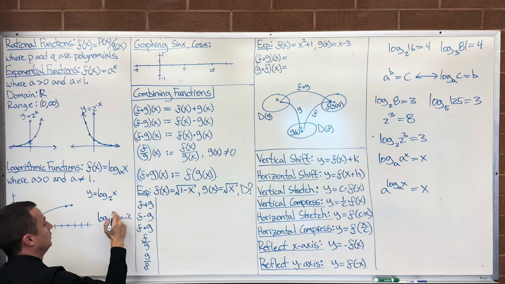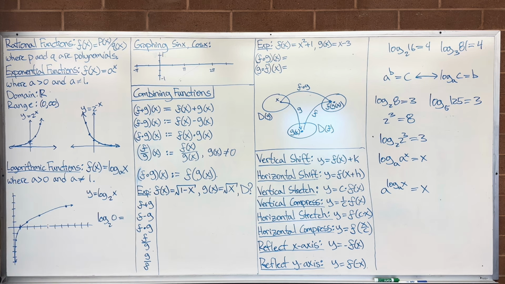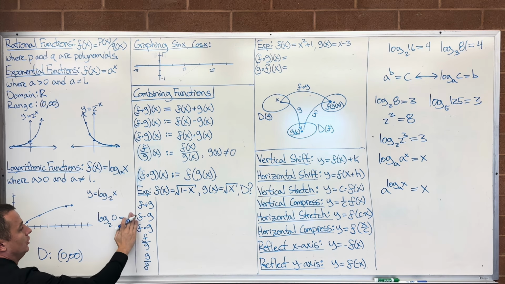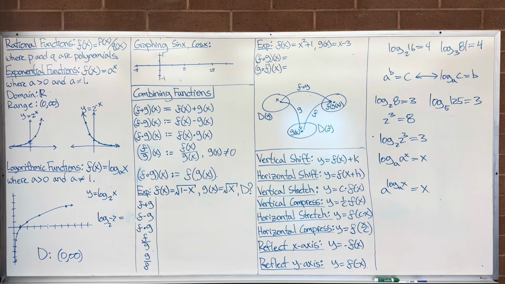What about 0? 2 to what power gives me 0? It never gets 0. There is no exponent. So what was the domain of this function? What are all the numbers we can plug in? All numbers greater than 0. The domain was 0 to infinity, not including 0. We also can't plug in a negative number. I can't plug in -2. I can't raise 2 to some power and get -2 out of it. Okay, so that was our domain.